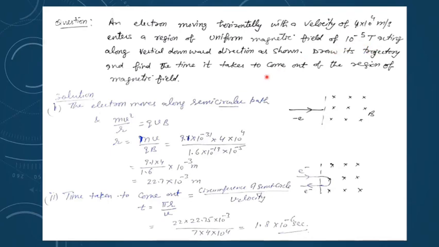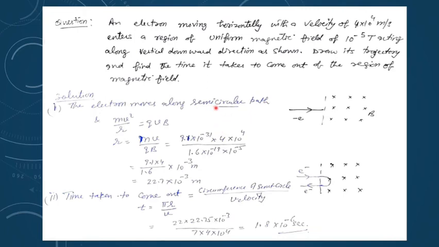You can always write in the beginning of the solution whatever things are given to you in the question. And it is acting in the vertically downward direction. It means into the paper, shown by the crosses. Draw its trajectory and find the time it takes to come out of the region of the magnetic field. So the electron is entering the uniform magnetic field, the value is given.